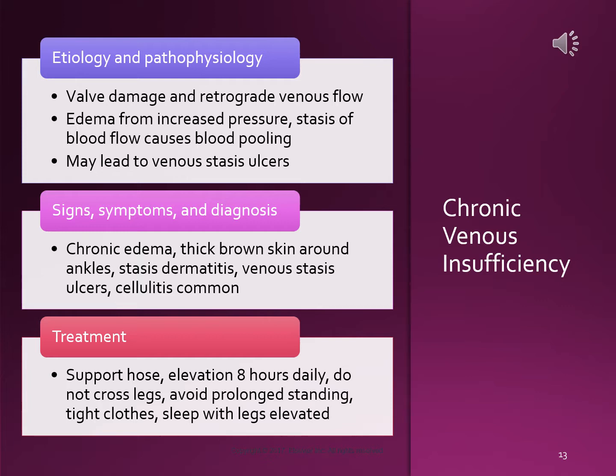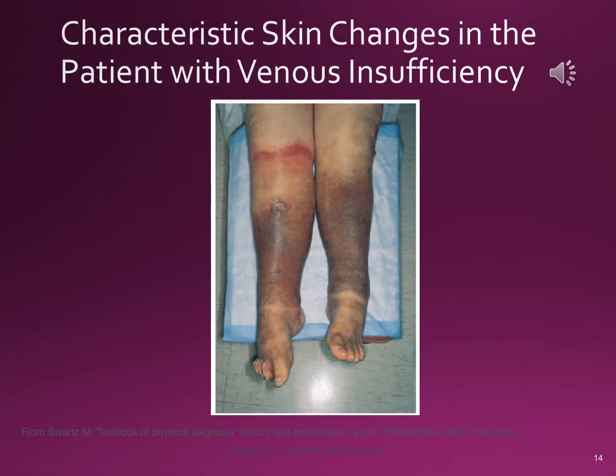Treatment: support hose, elevation 8 hours a day if at all possible. Do not cross their legs. Avoid any kind of prolonged standing and tight clothes that are going to cause more pooling, and sleeping with their legs elevated to promote venous return is always a good idea. These are the characteristic skin changes that I was talking about with chronic venous insufficiency: the dark, almost brown, tea-colored skin, very, very thick in the lower part of the leg.